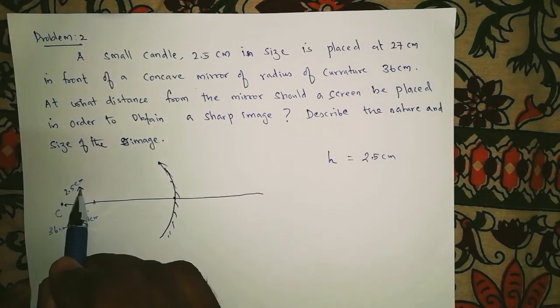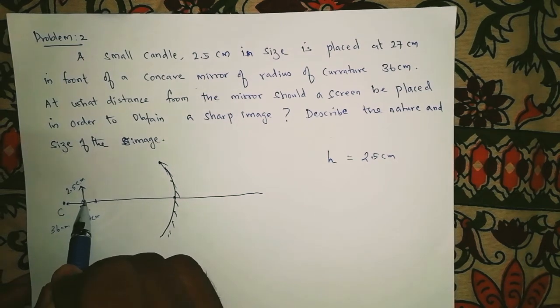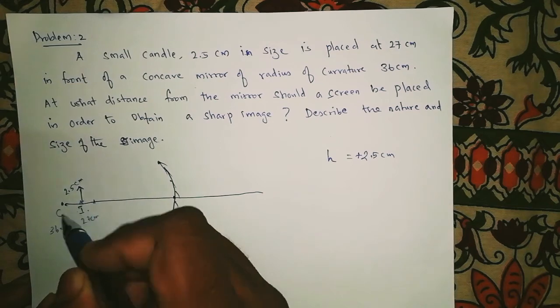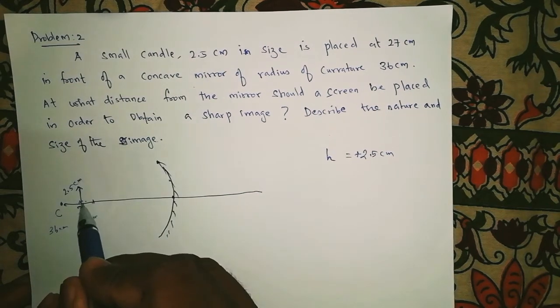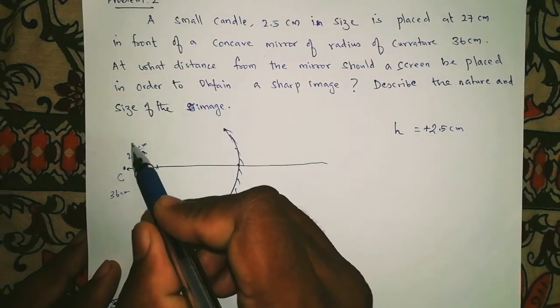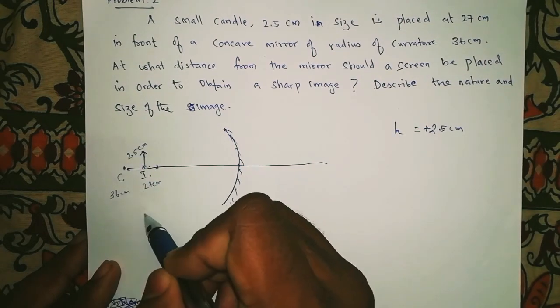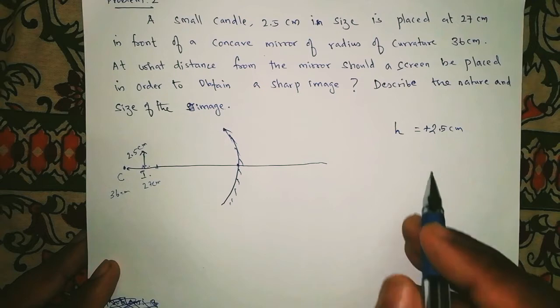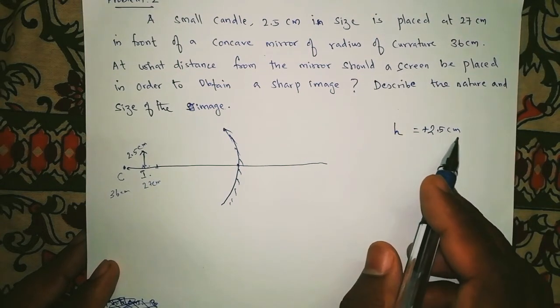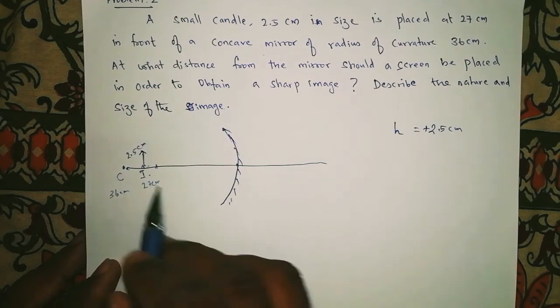The height of the object is positive. Why is it positive? Because it is kept above the line. You see that? That is also what we have learned in the sign convention. When something is kept above, it becomes positive. If it is below, it becomes negative. So that is why I am writing h equal to plus 2.5 centimeter, the height of the object.